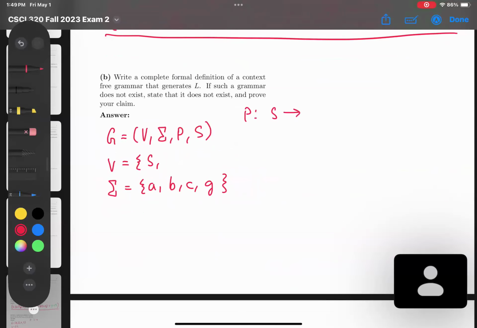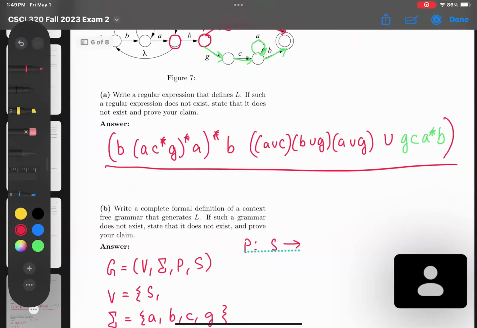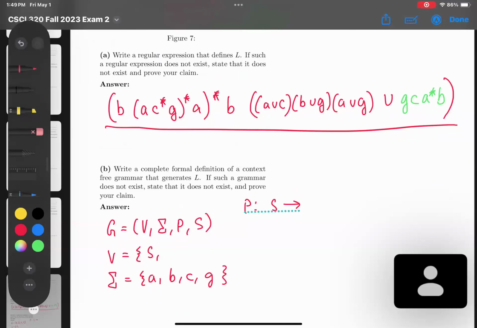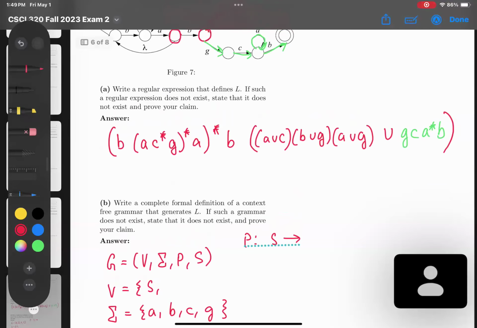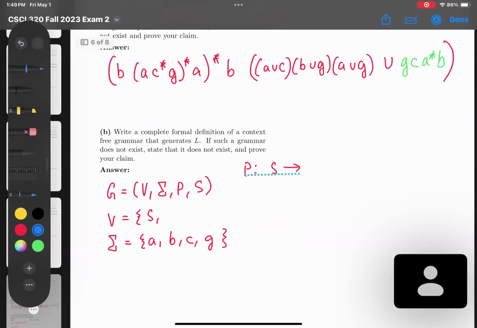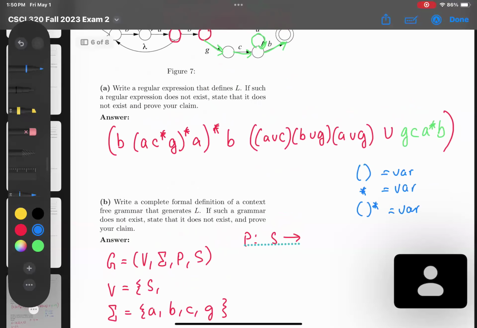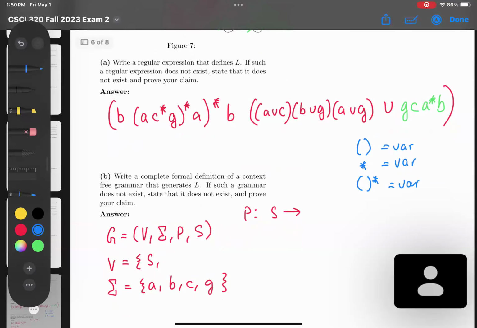And then you can start writing the production set. And it starts with S, transition. And so you have to label the regular expression, and then it'll help you write your grammar. So let's label it. The way I like to label is I will give a letter to anything that has parentheses, anything that has a star, and anything that has parentheses and star. So these get a variable of their own. So with that being said, let's do that.